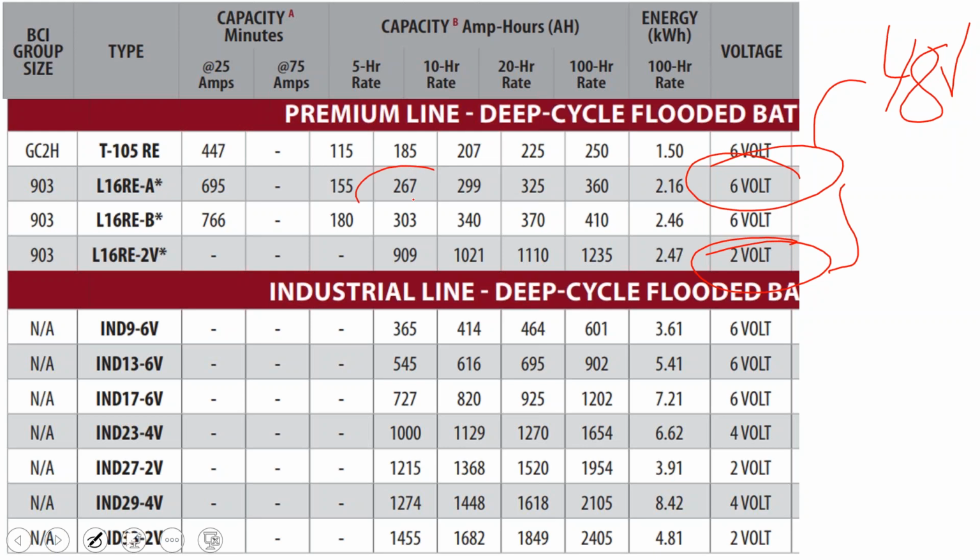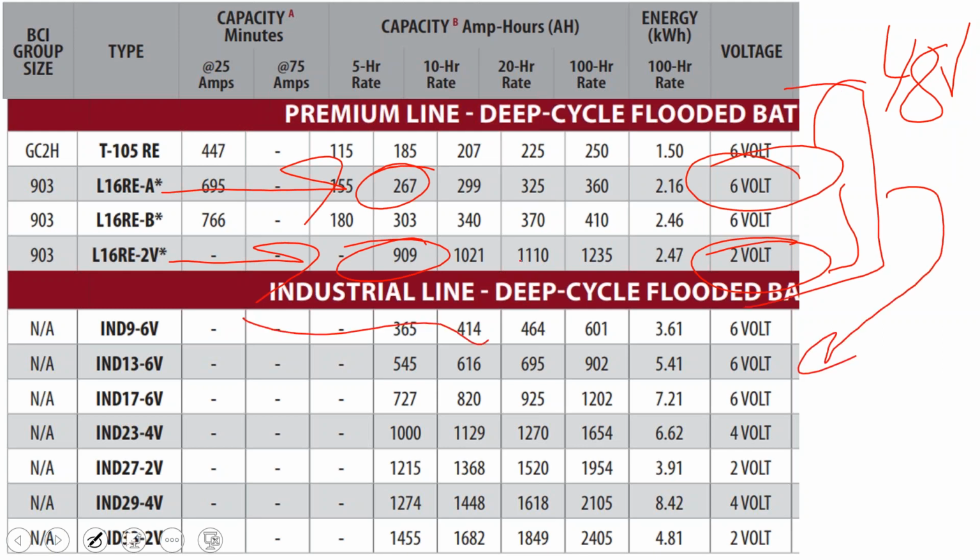Well, it might depend on how many amps you need. If you need 900 amps, then you may be going with the 2-volt battery rather than the 6-volt, just so that you have the amperage that you need within this product line. Or then you start getting into more industrial batteries where you find a battery that has the amps that you need, and it's a 4-volt.